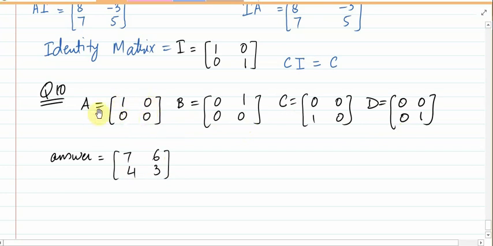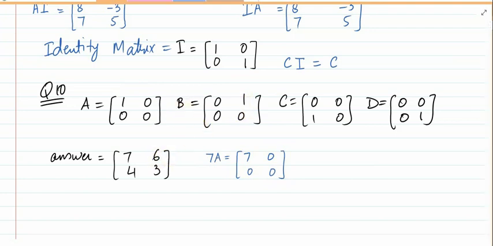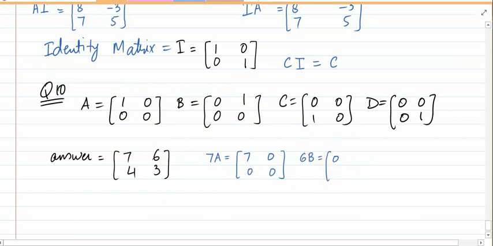So let's suppose I multiply A with 2, it will be 2, 0, 0, 0. But what I need here is 7. So I need to multiply A with 7. So 7 times A will be 7, 0, 0, 0, right? Similarly, the number I need here is 6. So I need to multiply B with 6. So 6B is equal to 0, 6, 0, 0.